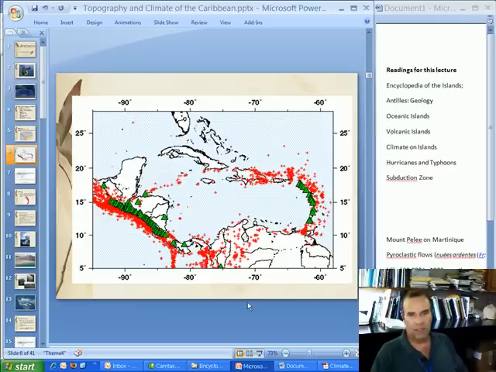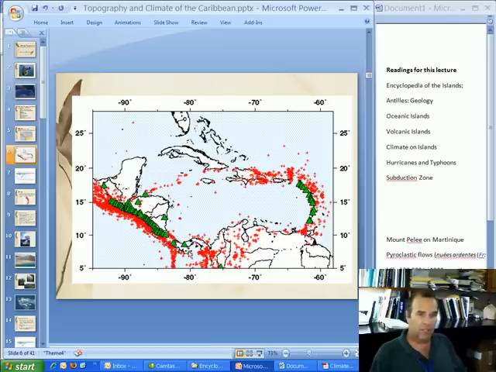If we look at the next slide, this slide shows earthquake frequency around the Caribbean and volcano occurrence. As you can see, we get volcanoes on the Lesser Antilles, on the eastern margin of the Caribbean plate, and we also get volcanoes in Central America along the western edge of the plate.